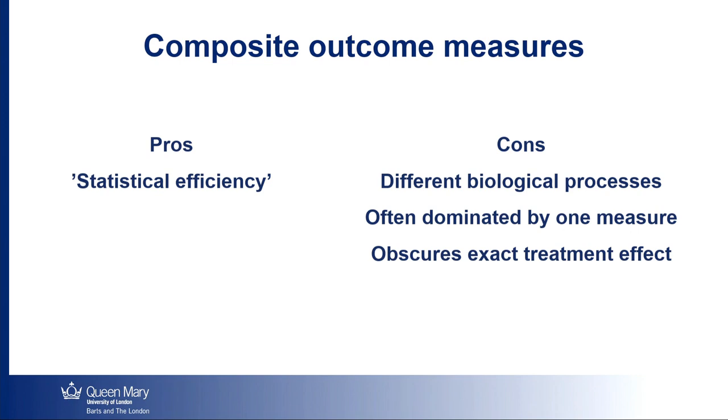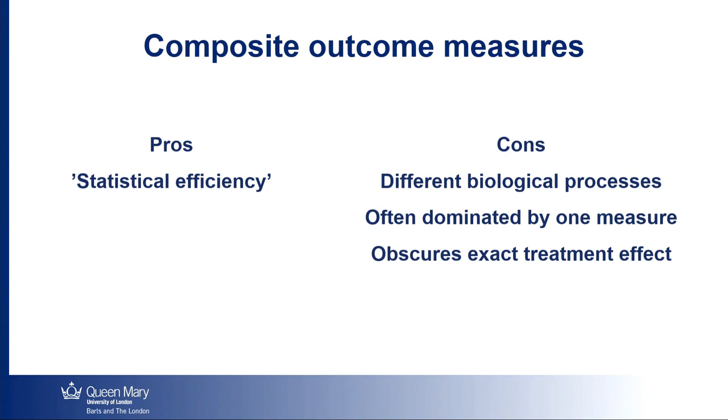And that leads to the use of composite outcome measures. And postoperative pulmonary complications is one of the widest and most important used composite outcome measures in perioperative medicine. Really, there's only one pro, and that's what's termed statistical efficiency. I think that's a kind term. Rigging the numbers in our favour is probably fairer.